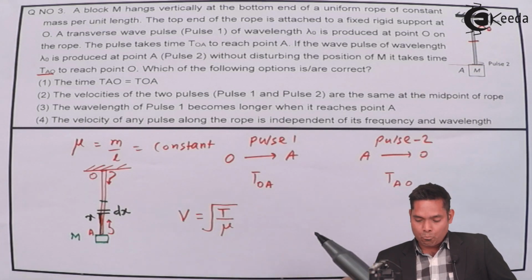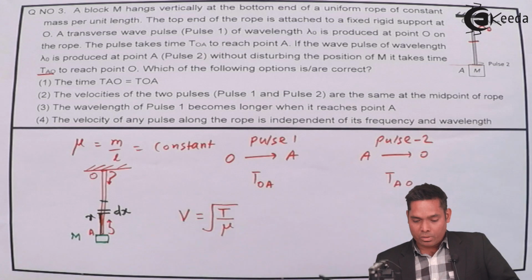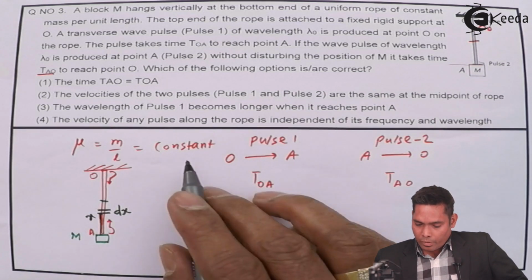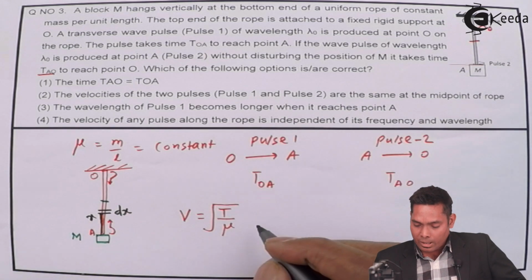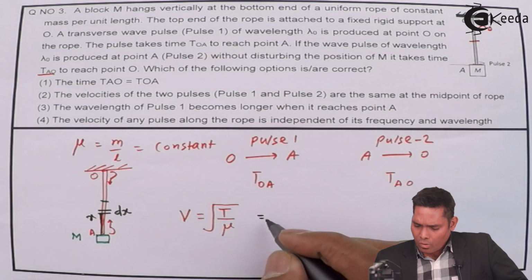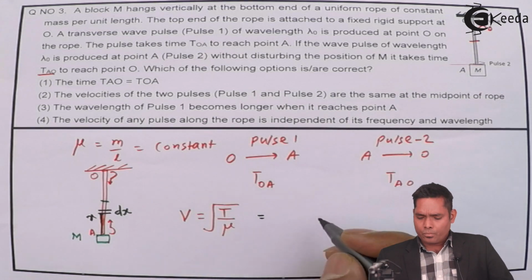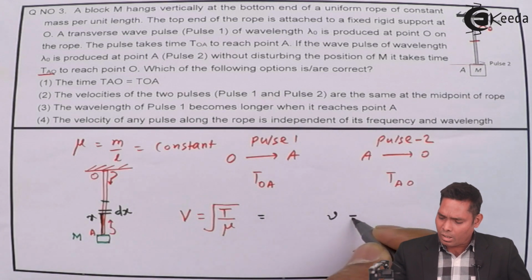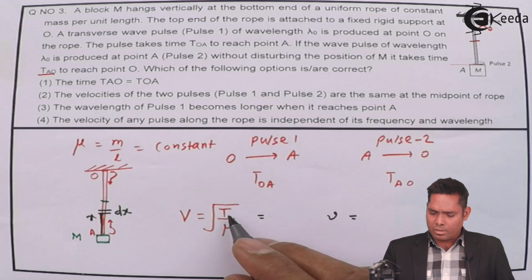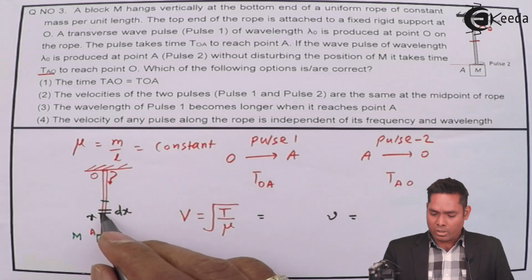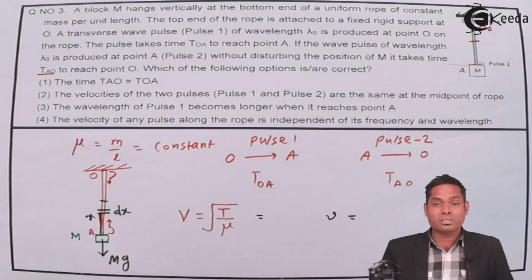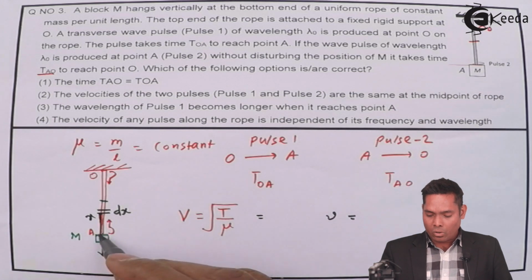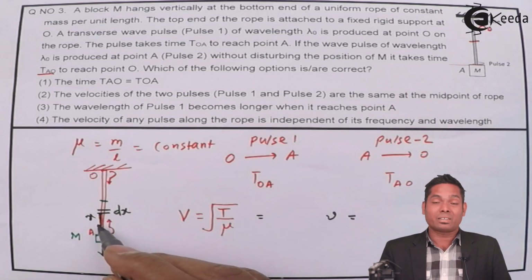So then we will check whether the velocities of the two pulses at the midpoint are the same. And the velocity of any pulse along the rope is independent of its frequency, that we will check. But then what is the tension for any v? Suppose the velocity here is v. The tension in the rope at this point is because of the weight mg of the mass that is suspended here, and the length of rope below it, x.